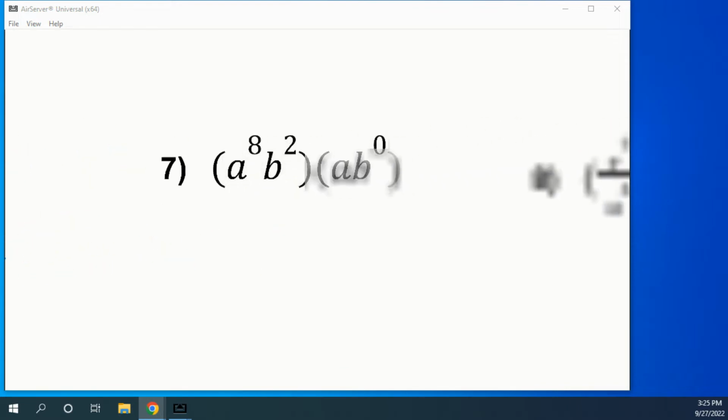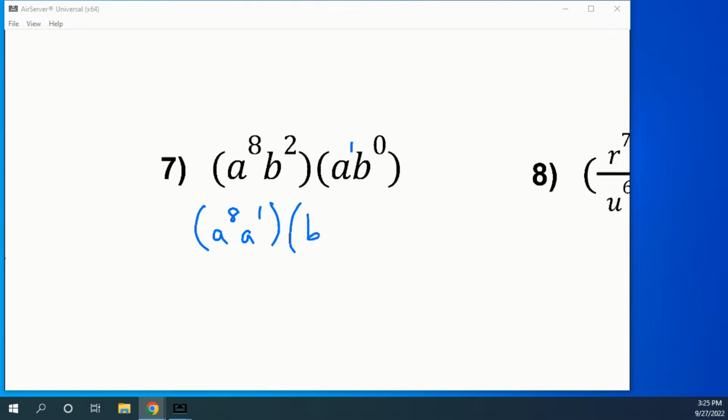Number 7. All of this is multiplication, so I'm going to regroup these. A to the 8th, a to the first power there. This would be b to the second, b to the 0. Any term to the 0 power is 1, but we still have these same bases, so I am going to add them because we're multiplying them. So 8 plus 1 is 9, and 2 plus 0 is just 2. Okay, so you can still add those exponents even though that b to the 0 power is just 1. You're just going to be stuck with b squared.